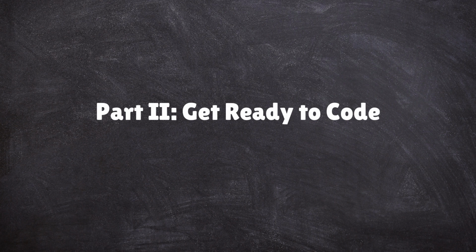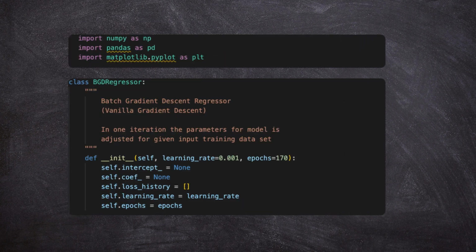We're going to build a batch gradient descent regressor in Python. This implementation uses NumPy for numerical computations and matplotlib for plotting our results. Let's go step by step. First, we import the necessary libraries. We use NumPy for numerical operations, pandas for handling data, and matplotlib for plotting our results.